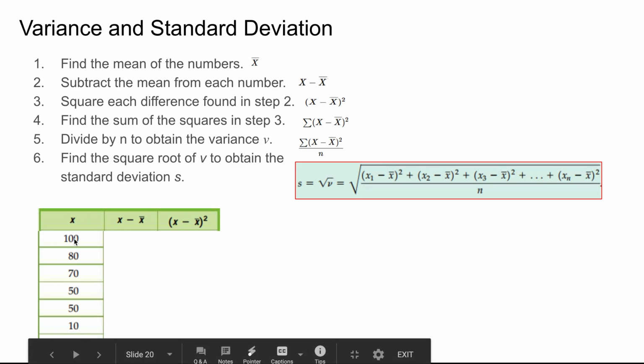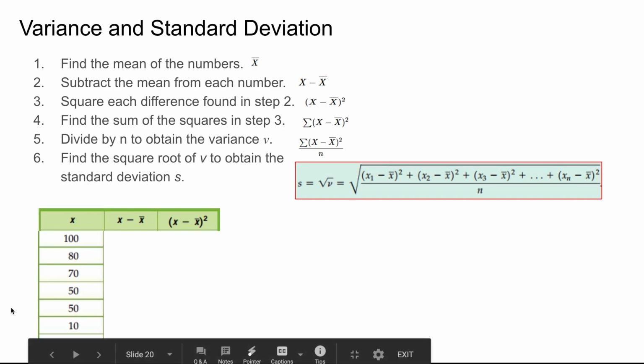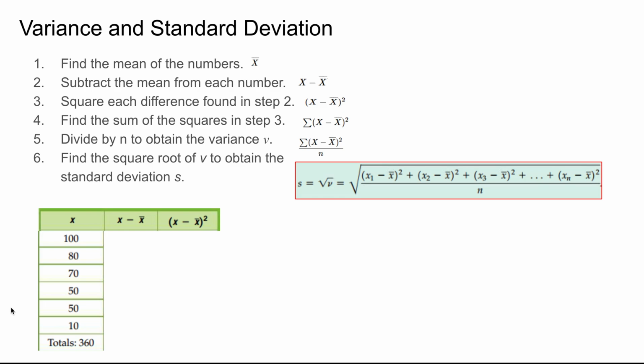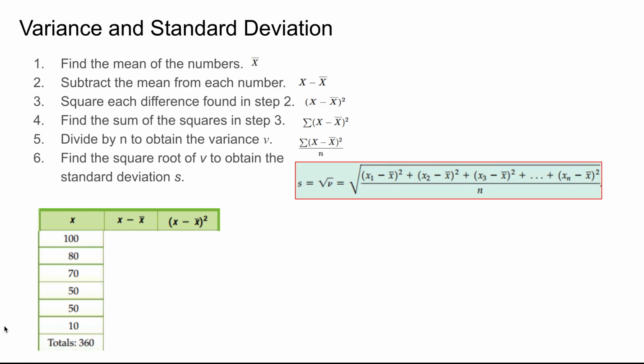So here I'm giving you some scores. We have scores like 100, 80, 70, 50, 50, and 10. That's what we have collected. Suppose that, and then I ask you to find the variance and standard deviation. In order to do that, you need to find the mean first. So what is the mean for this data? The sum is 360, and we have 6 values. So 360 divided by 6 is 60. So we know the mean is 60.